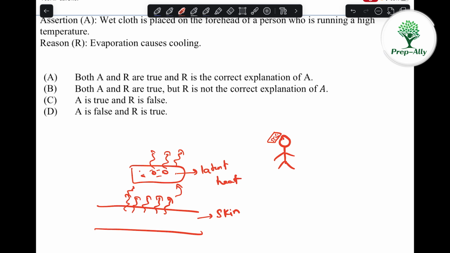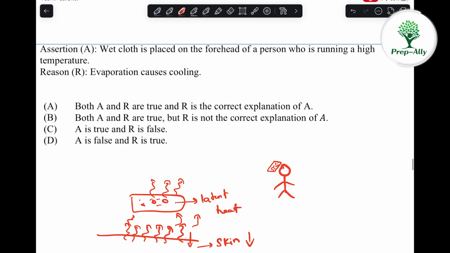or the forehead temperature or the body temperature will be lowered, because the temperature is lowered by emitting the heat, and the heat is absorbed by the water molecule, which causes the decrease in temperature in this skin or body. So I can say evaporation. Due to that evaporation of water molecules, it causes cooling. Yes, correct. So the assertion and reason are both correct, right?